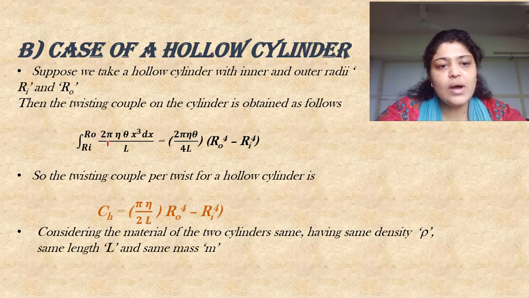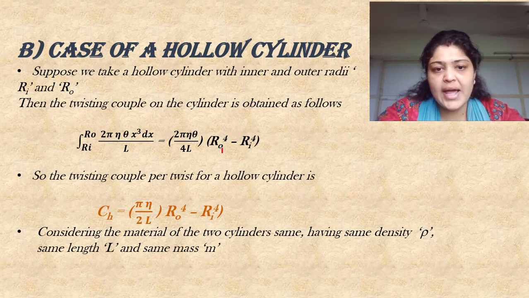So Ri to Ro, 2 pi eta theta x cube dx upon L, which gives us 2 pi eta theta upon 4L, Ro raised to 4 minus Ri raised to 4. I have just taken 4 here because it's a common term. So the twisting couple per twist.